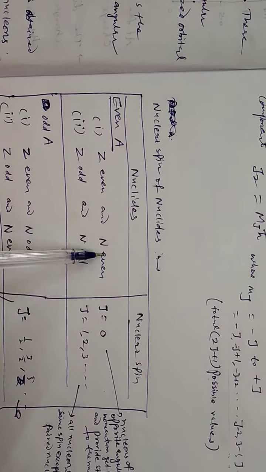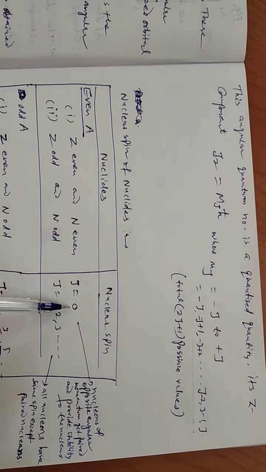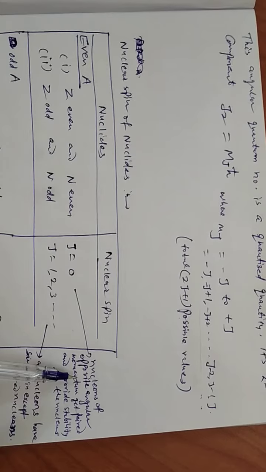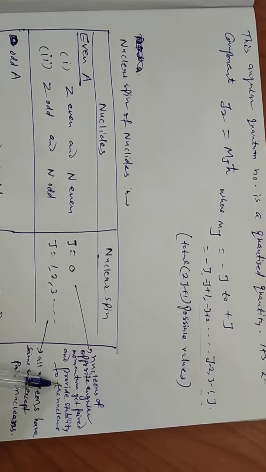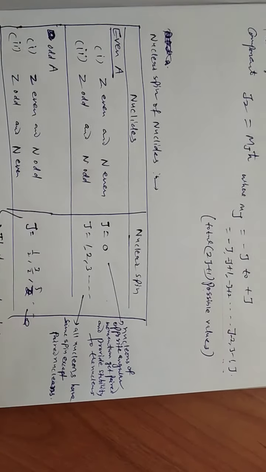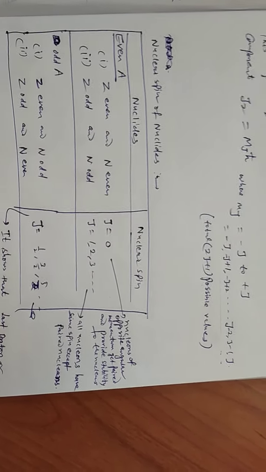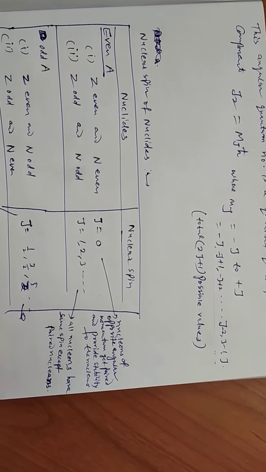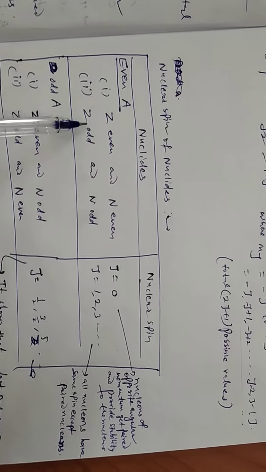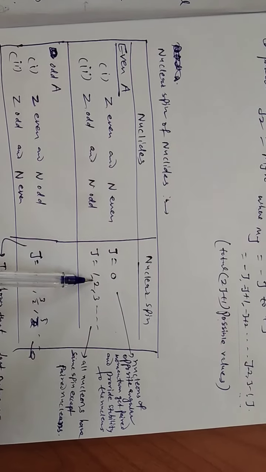In the first one, J is equal to 0. It gives nuclear spin 0, which shows that nucleons of opposite angular momentum get paired and provide stability to the nucleus. Means if the nucleons are paired, then the spin angular momentum will be 0, so it provides stability to the nucleus. The second condition also has even A, so in this case we find nuclear spin 1, 2, 3.